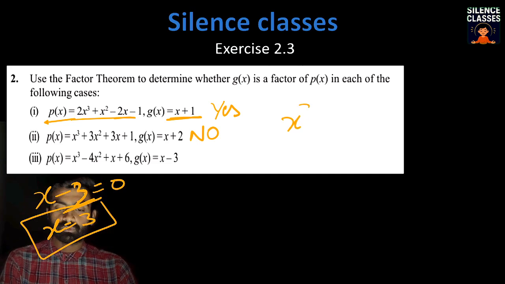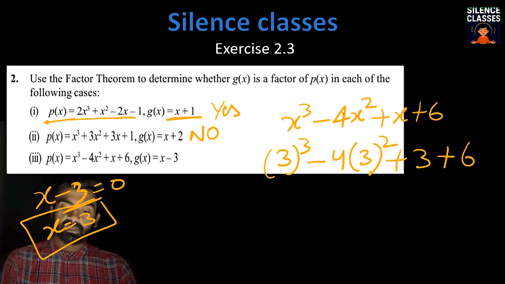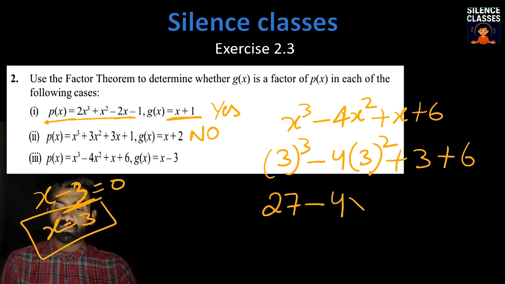So x cube minus 4x square plus x plus 6. x cube means 3 to the power 3, minus 4 times 3 to the power 2, plus 3, plus 6. So 3 multiplied by 3 multiplied by 3, 3 3s are 9 and 3 9s are 27, minus 4 multiplied by 3 3s are 9, plus, we can add this out.